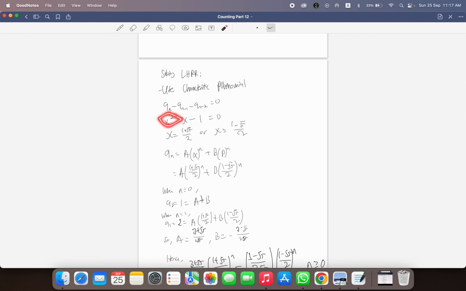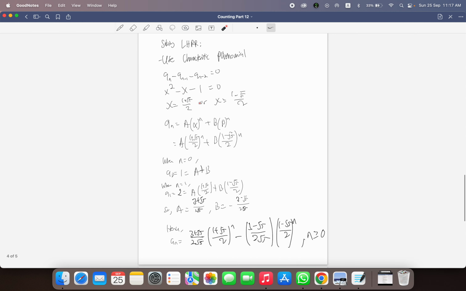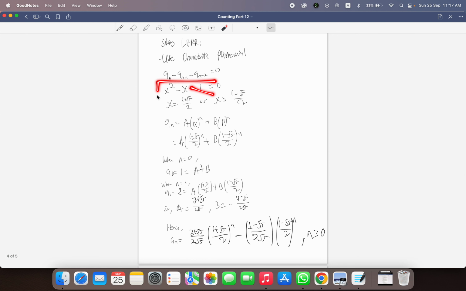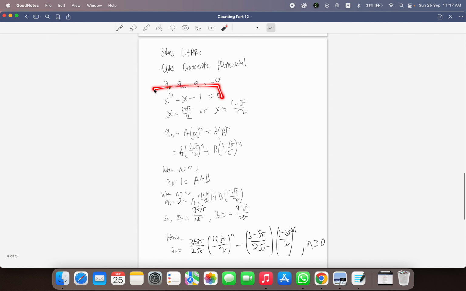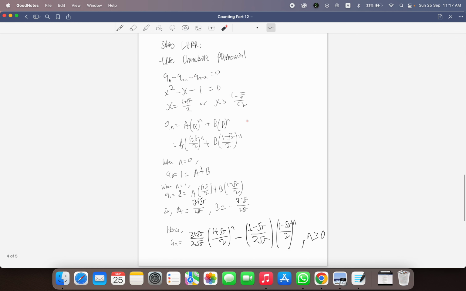Then this induces a characteristic polynomial where your largest power term, which is a_n, becomes the highest power, x squared. Then it's minus x minus 1, so your lowest power is this constant 1. And this is called the characteristic polynomial. You can study more about characteristic polynomials in linear algebra, but we shall not go into the proof of that. Instead, we'll use it to help us solve linear homogeneous recurrence relations. So we can solve for this characteristic polynomial, and it gives us two roots.